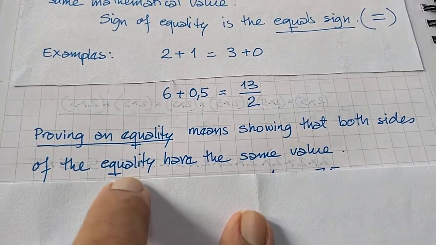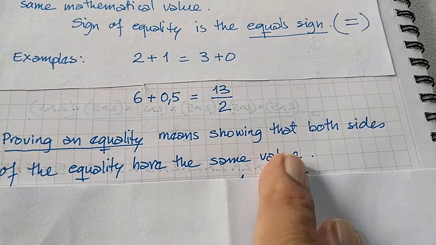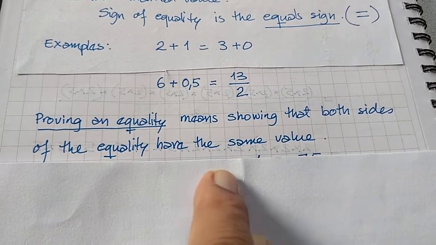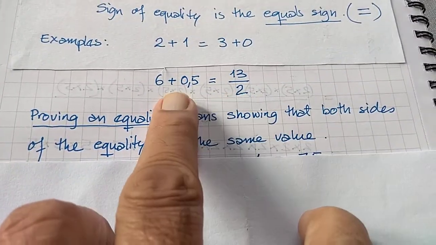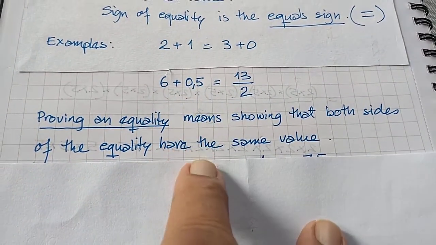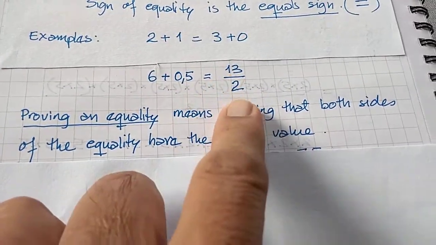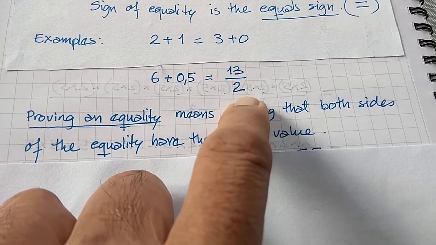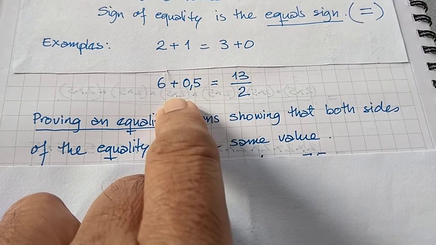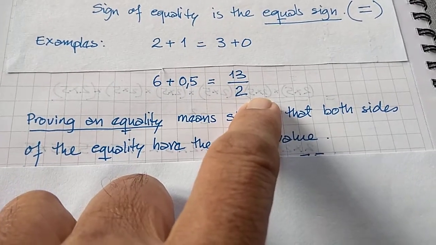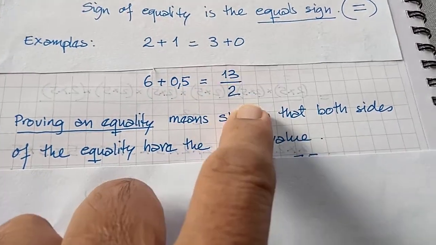So proving an equality, now quite a few students get confused about this, but we will clarify here. Not many teachers go into this in detail. Proving an equality means showing that both sides of the equality have the same value. So here, for example, how would you do that? You would say, well, 6 plus 0.5 is 6.5. That is the left side, left member. 13 over 2, if I do it in my calculator or in my head, will also give me 6.5. Therefore, the left side is equal to 6.5. The right side is equal to 6.5. Therefore, 6 plus 0.5 is equal to 13 over 2.